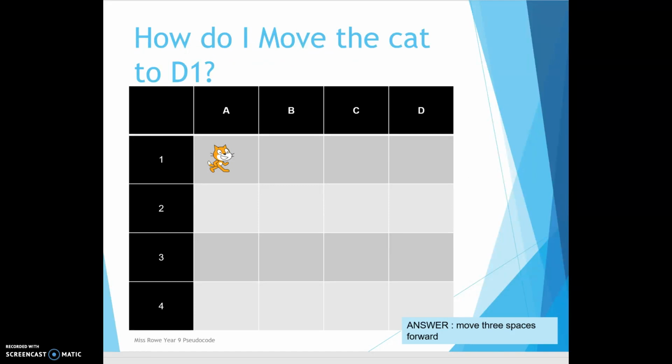So how do I move the cat to D1? As you can see, the answer's down there. It didn't show it at first in lesson, and you had to think about it. Some of you said move 4 spaces, but you don't count the one you're on, so it's move 1, 2, 3. On the next slide, how do you move the cat to D1, then to D4? So it's move 3 steps, 1, 2, 3, and then move another 3 steps, 1, 2, 3. So there's the answer, down 3 spaces as well.